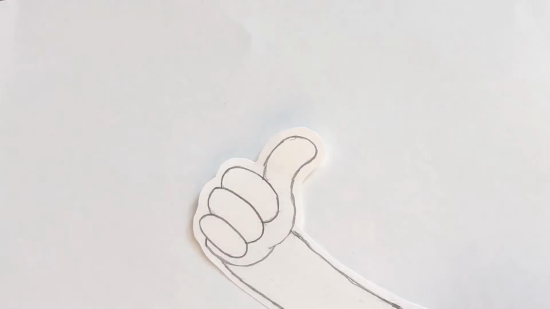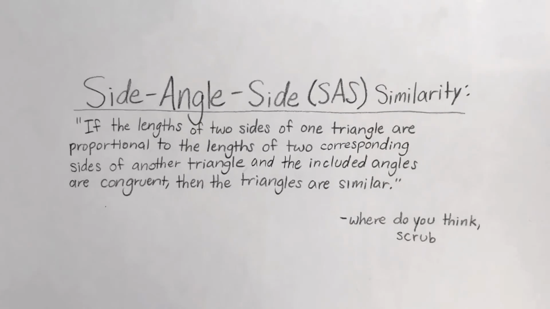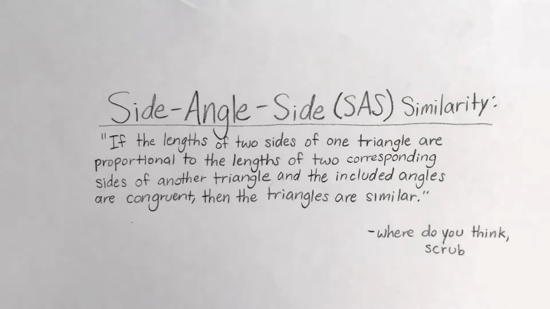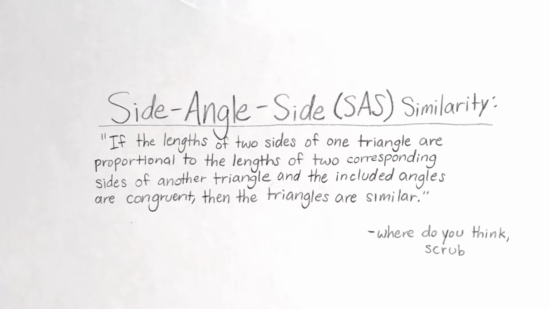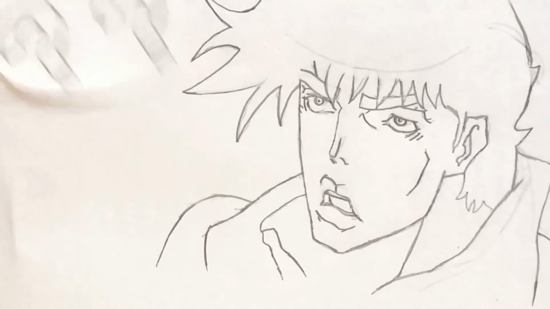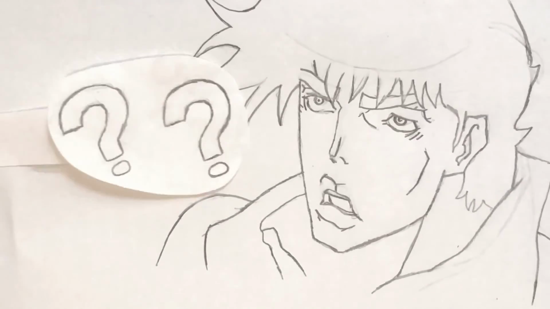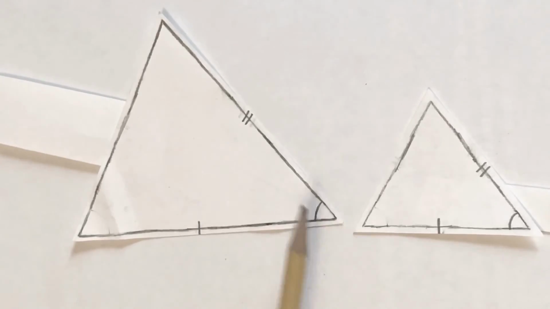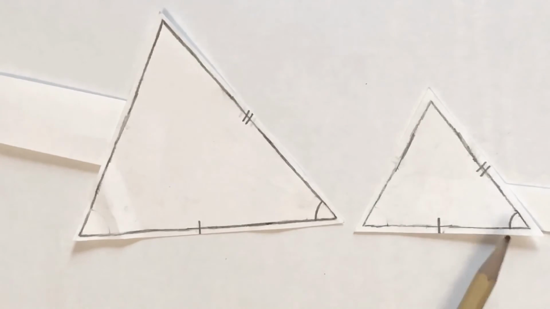Wow! On to the last one, the side-angle-side, abbreviated SAS, similarity theorem states that if the lengths of two sides of one triangle are proportional to the lengths of two corresponding sides of another triangle and the included angles are congruent, then the triangles are similar. Now, if you didn't catch that, don't worry, I didn't either. It just means that if there's a congruent angle between a pair of proportional sides, you can use SAS.